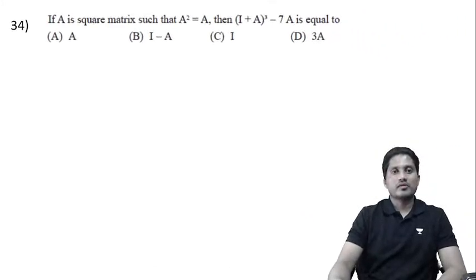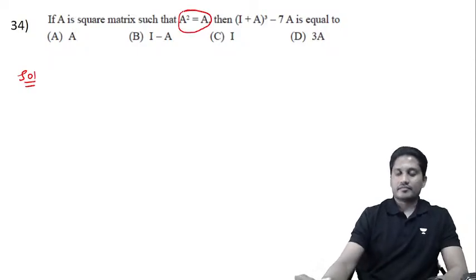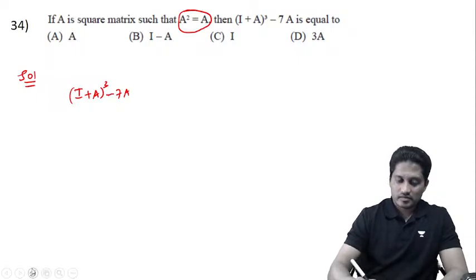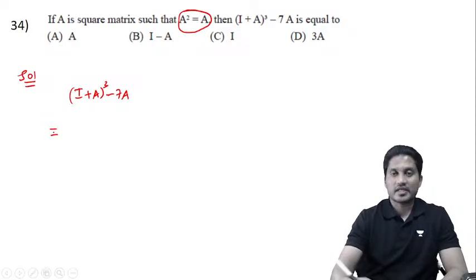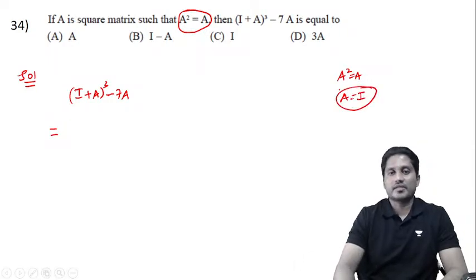Question number 34. If A is a square matrix such that A square is equal to A, what is I plus A the whole cube minus 7A? A square is equal to A means it's like identity, right? See, there are two ways. Either you solve in the normal method and get the answer, or you consider A is equal to I, because A square is A. Matrix A should be equal to I.